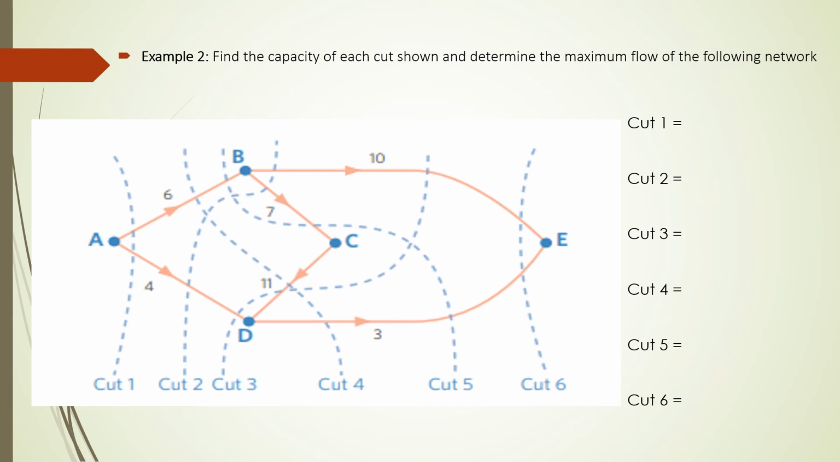So you can see cut 1 on the left-hand side. What you need to do is trace along with it and visually identify every single edge that it goes through. So it goes through here and here. The value of those edges are 6 and 4 for a total of 10. So the capacity of that cut is 10.